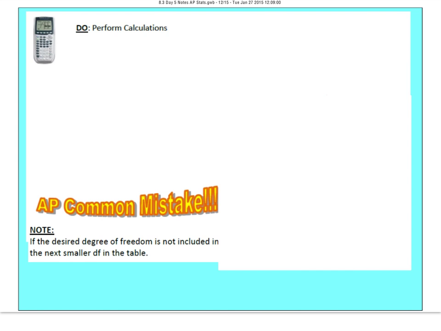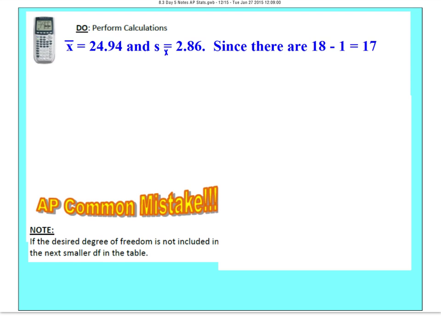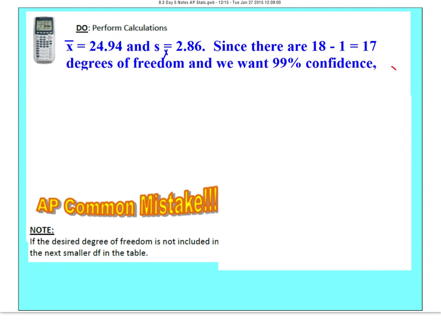On the do portion, we're going to take that data. In my calculator, I can compute with list 1. If I put list 1 in there, I can do one variable stats and get the mean number of squares and the standard deviation. By the way, let's not forget to talk about the degrees of freedom. We have 17 degrees of freedom, and we want 99% confidence.